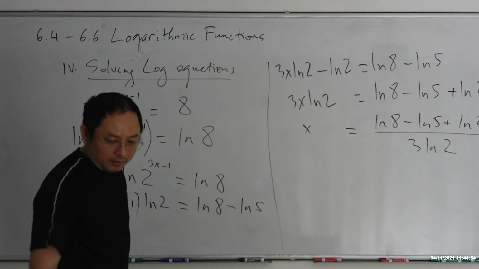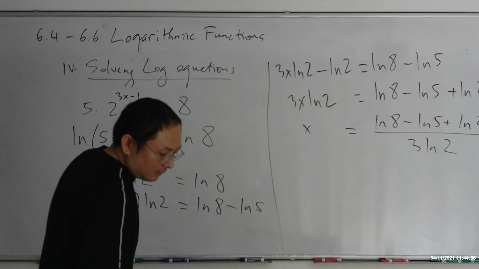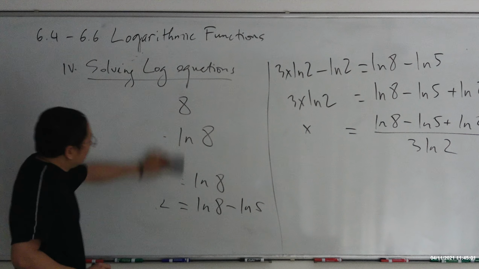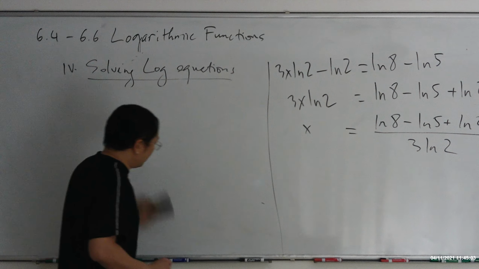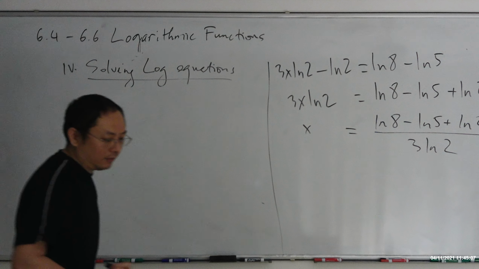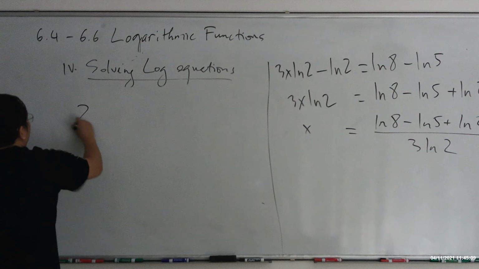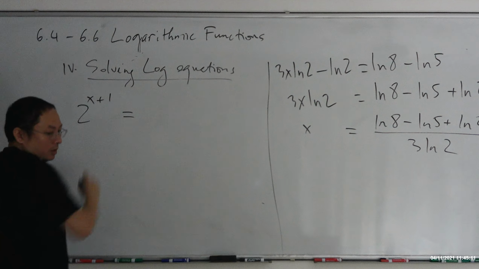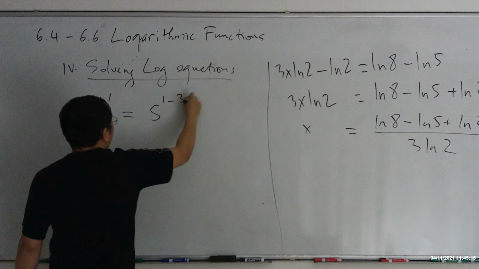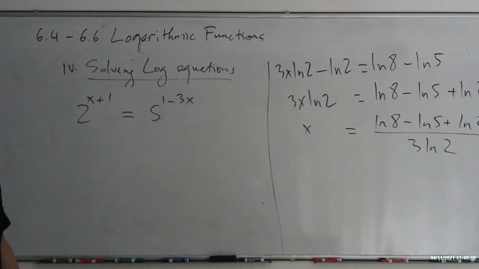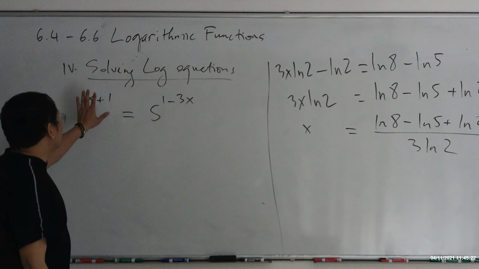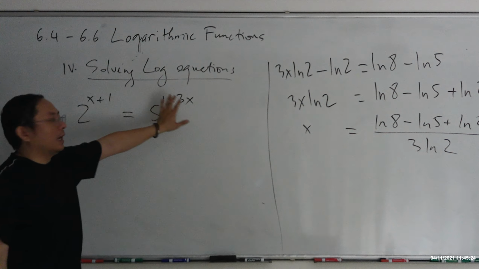Okay, now let me try one more. Let's say we're going to show you a more and more complicated problem. It's the same idea. Now 2 to the x plus 1 equals 5 to the 1 minus 3x. Solve for x. I see that in this particular exercise we have x in both exponents, on the left hand side and the right hand side.